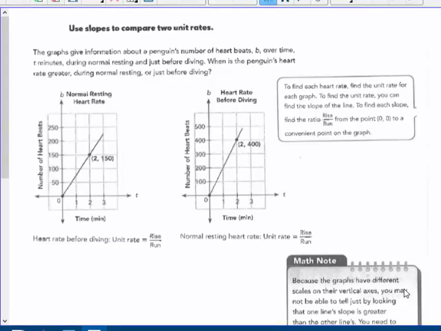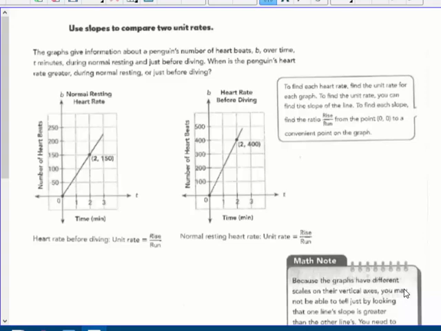Today's video is on page 2 of your new Unit 1C packet, linear equations using slope and y-intercept. The graphs give information about a penguin's number of heartbeats, v, over time, t minutes, during normal resting and just before diving. When is the penguin's heart rate greater, during normal resting, which is on the left, or just before diving, which is on the right?